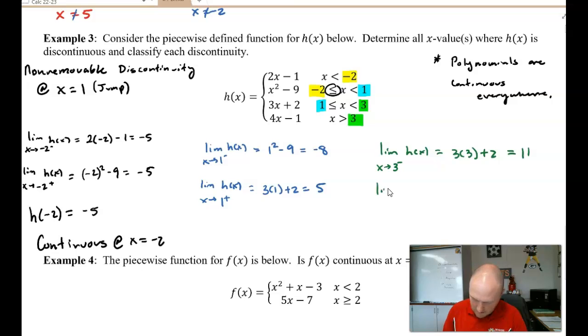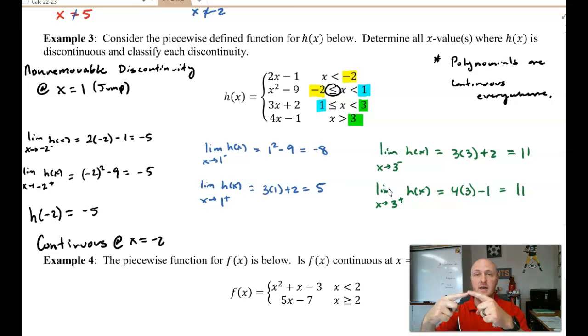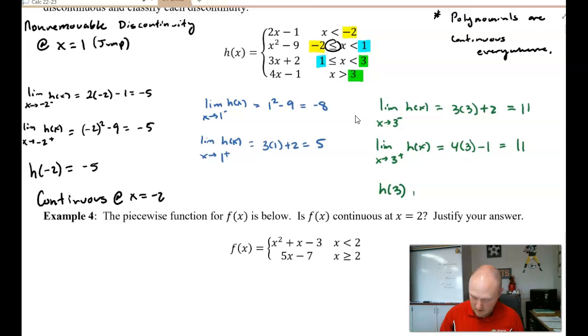How about from the right? The limit as x approaches 3 from the right of h of x. That's just 4x minus 1. So 4 times 3, that's 12, take away 1. Hey, it's 11. They connect. Okay, but now I have to watch out for removable discontinuities. Do I have any holes that are messing me up? What is h of 3? If I plug in 3, is my function ever defined there? No. h of 3 is undefined.